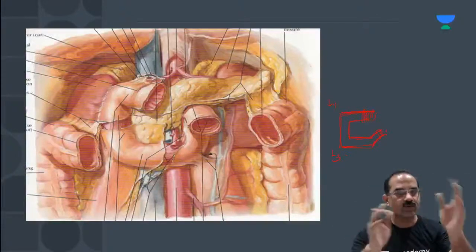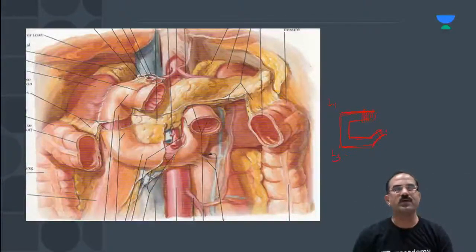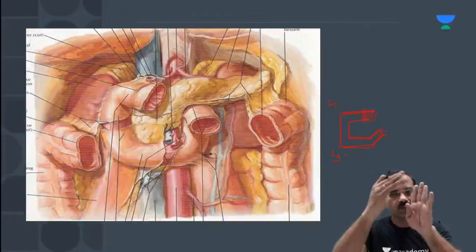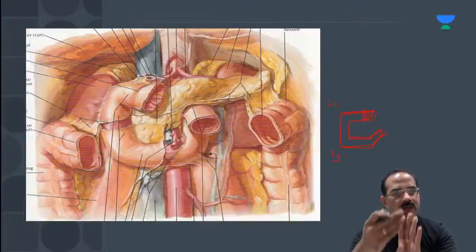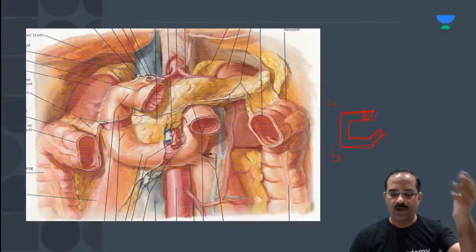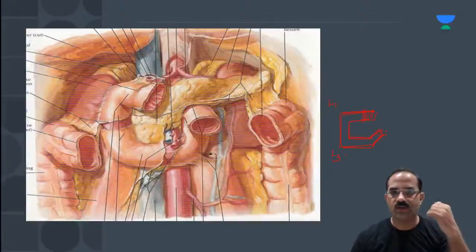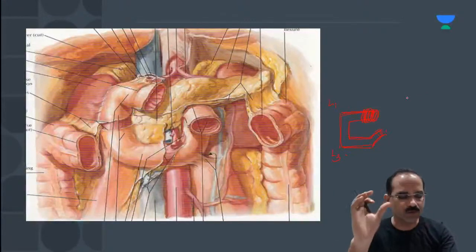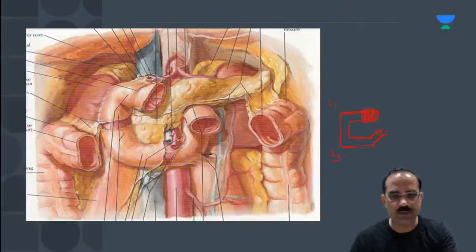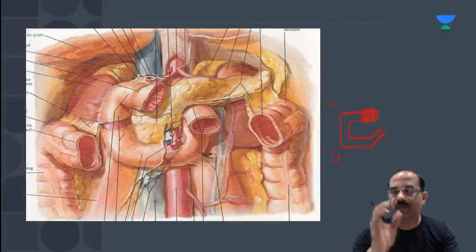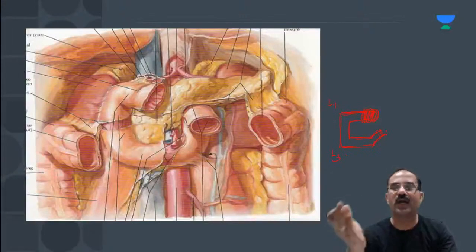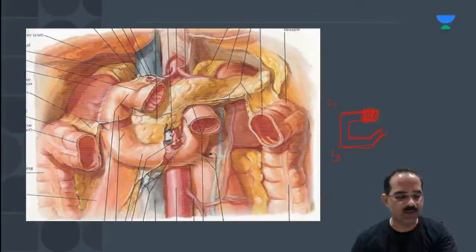Now how do the first and the fourth parts become intraperitoneal? Because the stomach is enclosed by the lesser omentum. The lesser omentum splits, encloses the stomach and goes down as the greater omentum. When it encloses the stomach, it also encloses a small area of the first part of the duodenum. That's how the first part is partially intraperitoneal and partially retroperitoneal. Same for the fourth part.